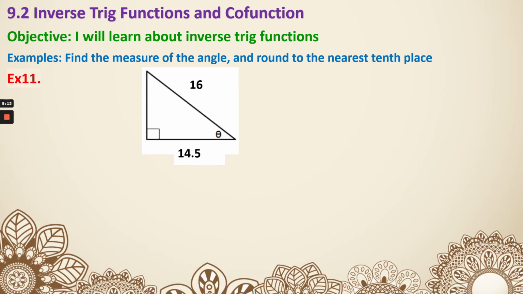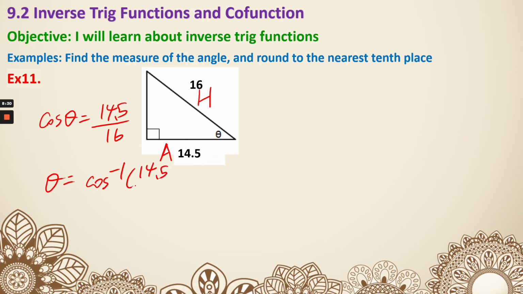Next. This time we don't know that, we just know this is adjacent and that's hypotenuse. So CAH, we can use cosine. Cosine theta is 14.5/16. Theta is going to be the inverse cosine of 14.5/16, which is going to give you 25 degrees.